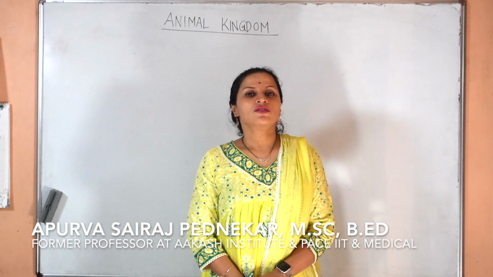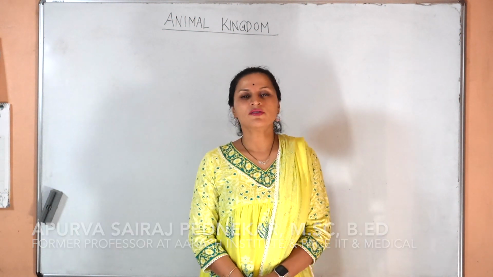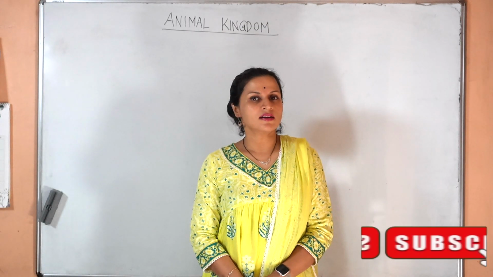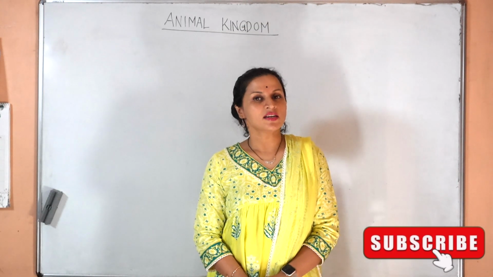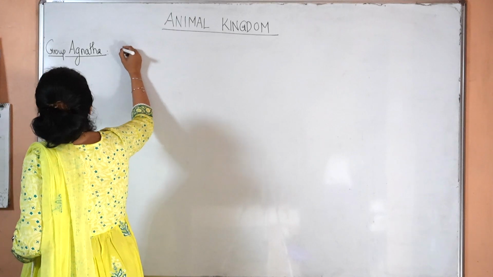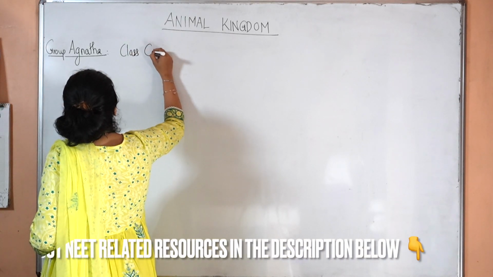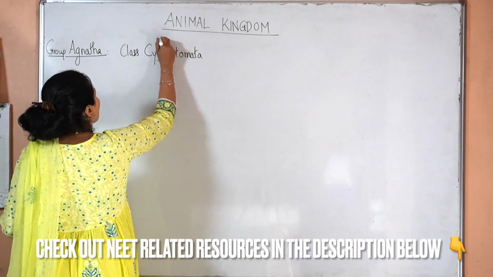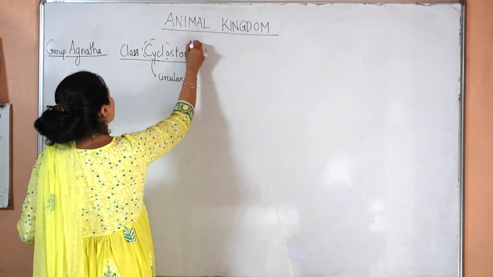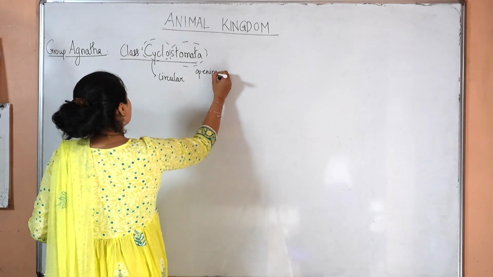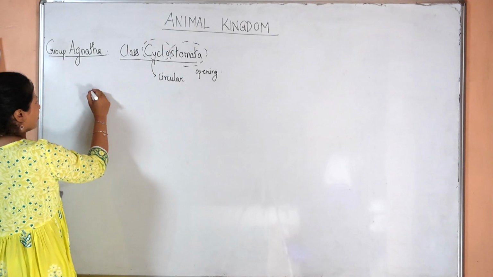Students, we are on group Agnatha. Now we will be looking at the only class that exists under Agnatha, that is class Cyclostomata. Cyclo means circular, stomata means opening. They have a circular opening for a mouth.